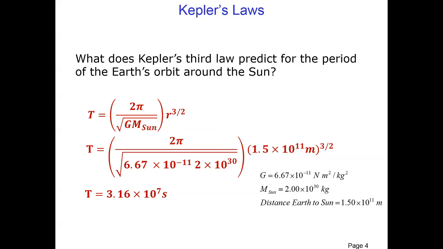So we know there are 24 times 60 times 60 seconds in a day. So we divide by that, which is 86,400 seconds, and that gives us 365.8 days for the period of the Earth's orbit. And that's pretty good.